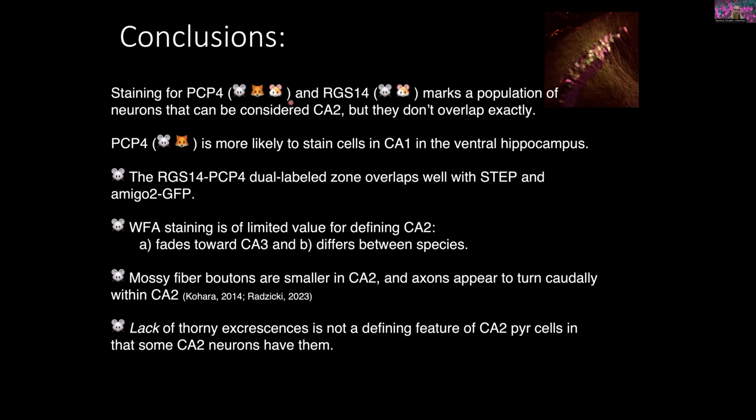These two stains are really good in a number of different species. The WFA, again, I would argue is maybe not such a good marker for CA2. Also, just on an individual cell level, I don't think that the thorny excrescences are exclusively in CA3.